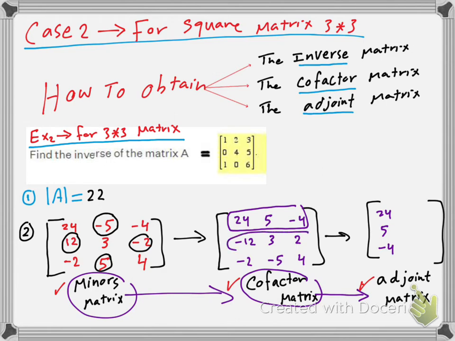Take now the second line and make it there the second column. Then negative 12 and 3 and 2. And again take the last line and make it there the last column, which is negative 2 and negative 5 and 4. Then here I have completed even the adjoint matrix.